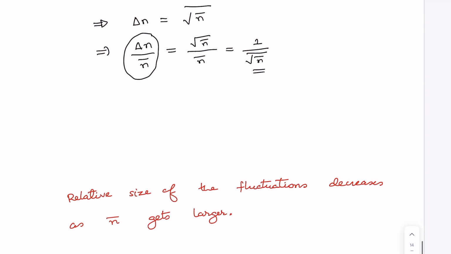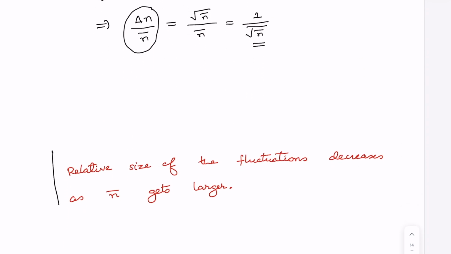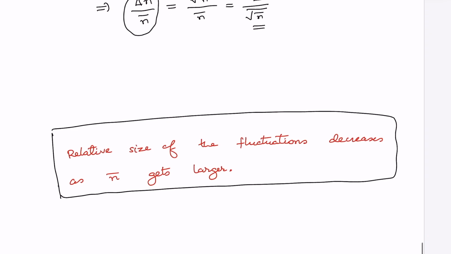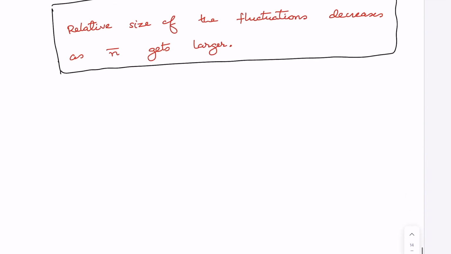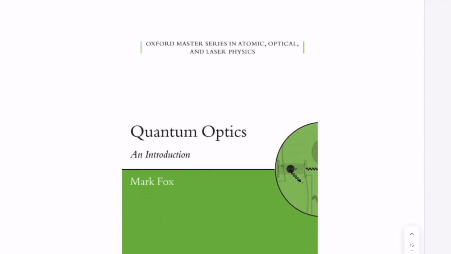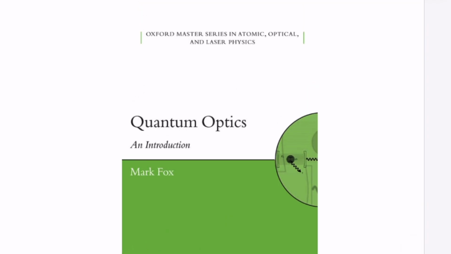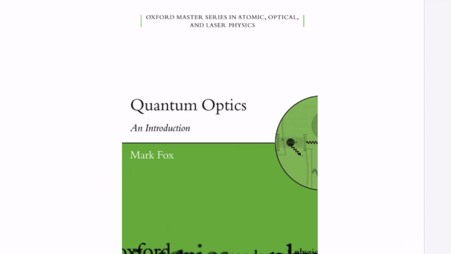Now here at this stage, this is important: the relative size of the fluctuation decreases as the mean number of photons gets larger. Okay, at this stage I would like to mention and acknowledge that the discussion so far we are carrying out is based on chapter 5 of this excellent textbook on quantum optics by Mark Fox. It is published by Oxford University Press.